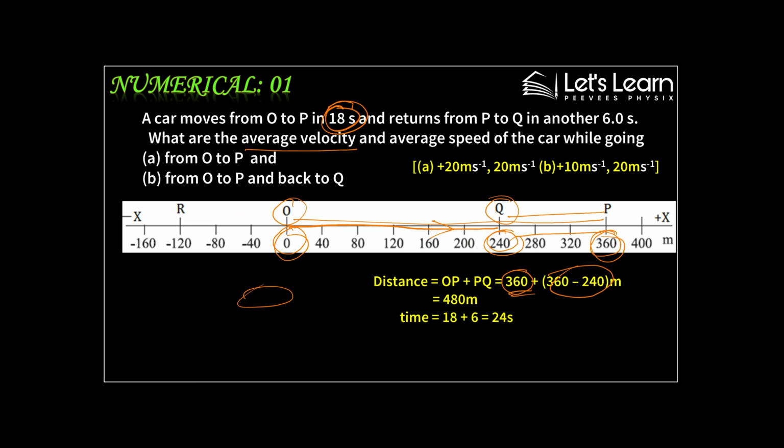And how much is the time? You add them together, 18 seconds and 6 seconds, which will give you 24. The average speed will be the total distance divided by total time. How much is the total distance? 480. And how much is the total time? 24. So the final answer will be 20 meter per second.